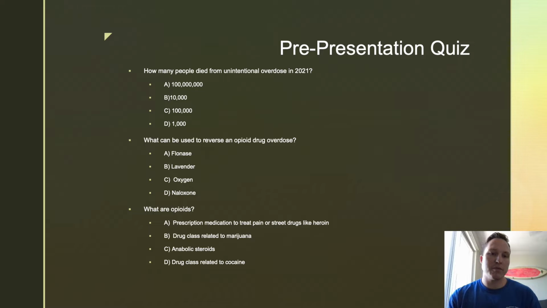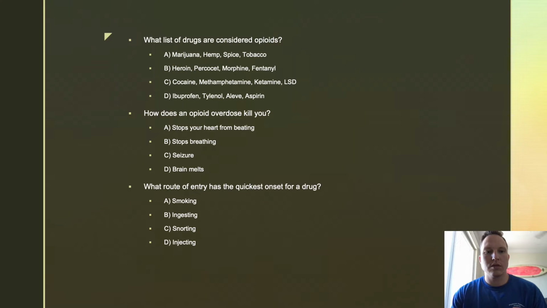The first one is, how many people died from unintentional overdose in 2021? Then, what can be used to reverse an opioid drug overdose? And then, what are opioids? What list of drugs are considered opioids? How does an opioid overdose kill you? And what route of entry has the quickest onset for a drug?